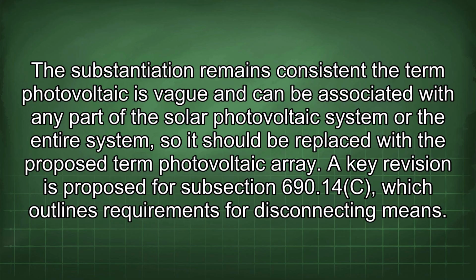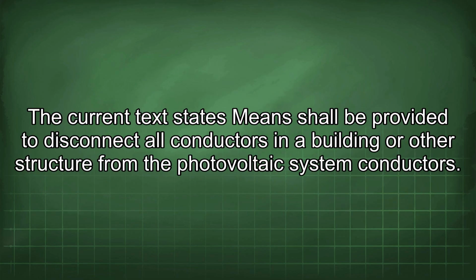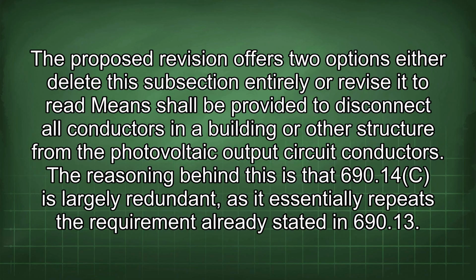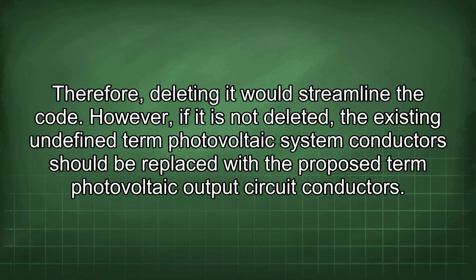A key revision is proposed for subsection 690.14(C), which outlines requirements for disconnecting means. The current text states means shall be provided to disconnect all conductors in a building or other structure from the photovoltaic system conductors. The proposed revision offers two options: either delete this subsection entirely or revise it to read means shall be provided to disconnect all conductors in a building or other structure from the photovoltaic output circuit conductors. The reasoning behind this is that 690.14(C) is largely redundant, as it essentially repeats the requirement already stated in 690.13. Therefore, deleting it would streamline the code.